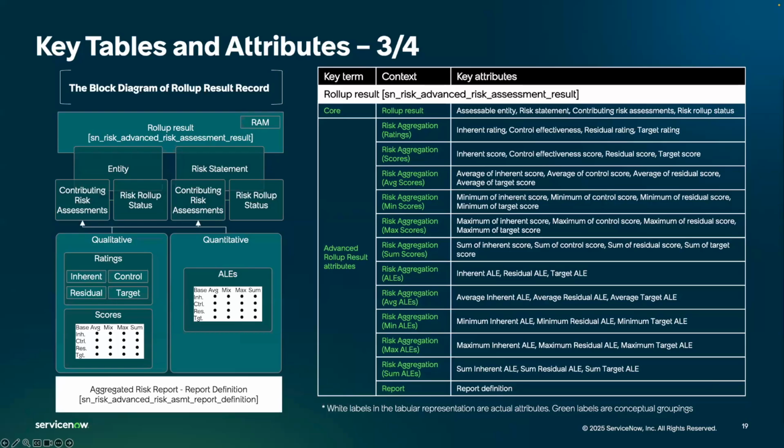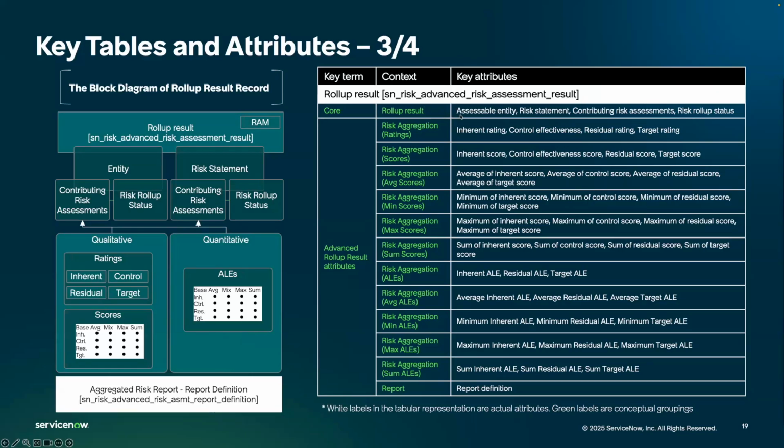Now, let's look at where aggregate scores land. The roll-up result. This is the third table. This is where aggregated results live. If you're building executive dashboards, this is your source of truth. Again, the table roll-up result at the top, that is the core.